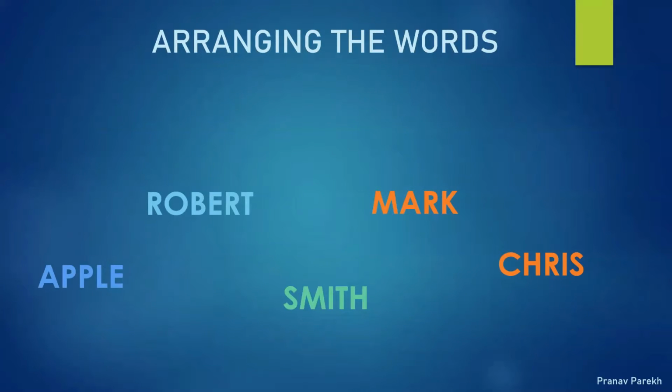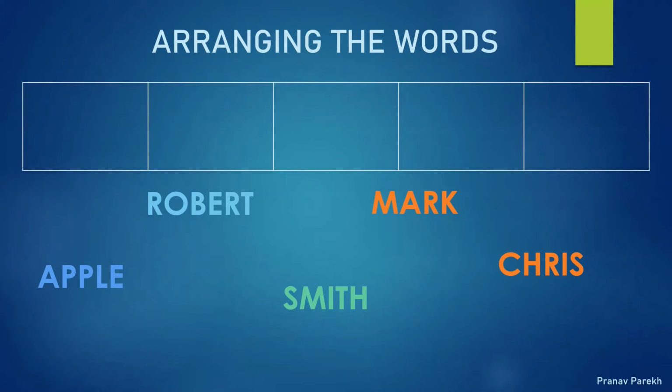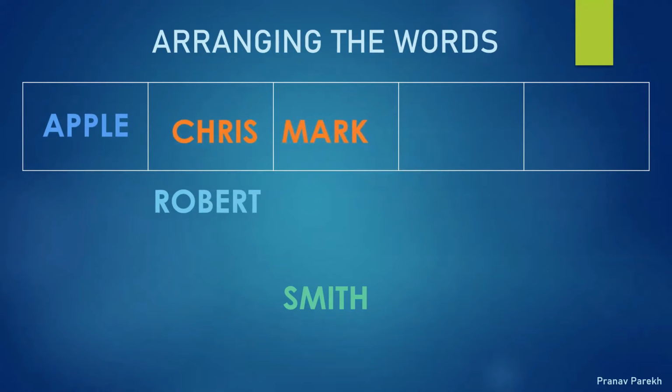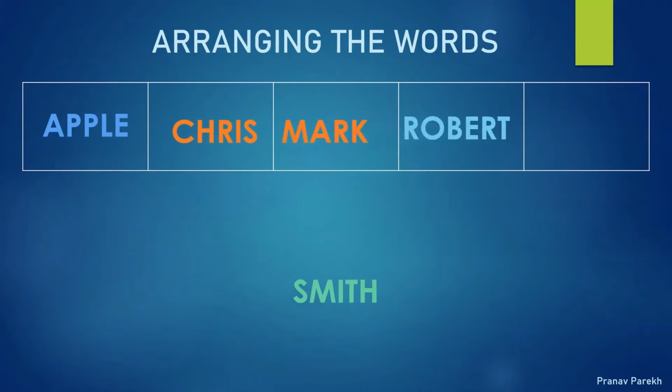So here we are asked to arrange the words in ascending order. Let's start. The first word is Apple, as the letter A is the smallest letter. Then we will have Chris. On third position, we will have Mark, then Robert, and then Smith. But now the question is how to maintain this list in computer memory. To do that, we need to learn about the linked list and its types.